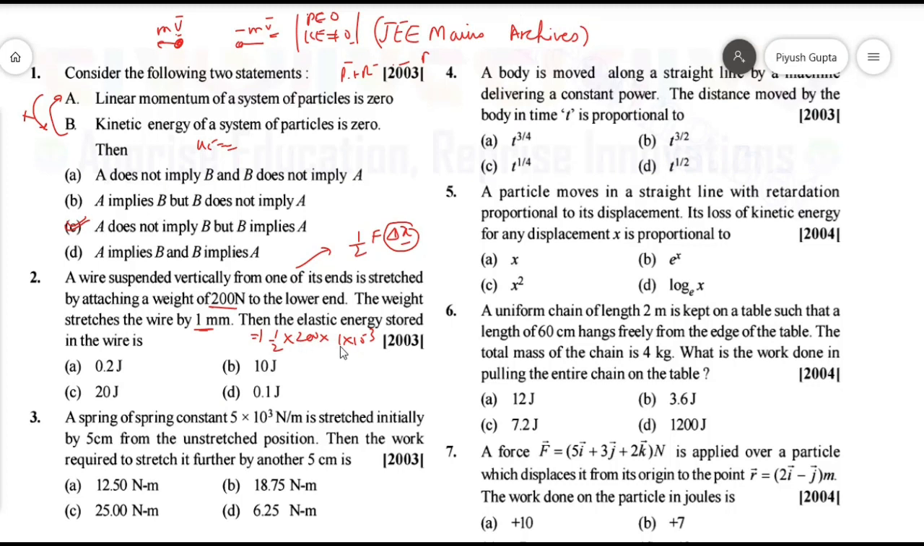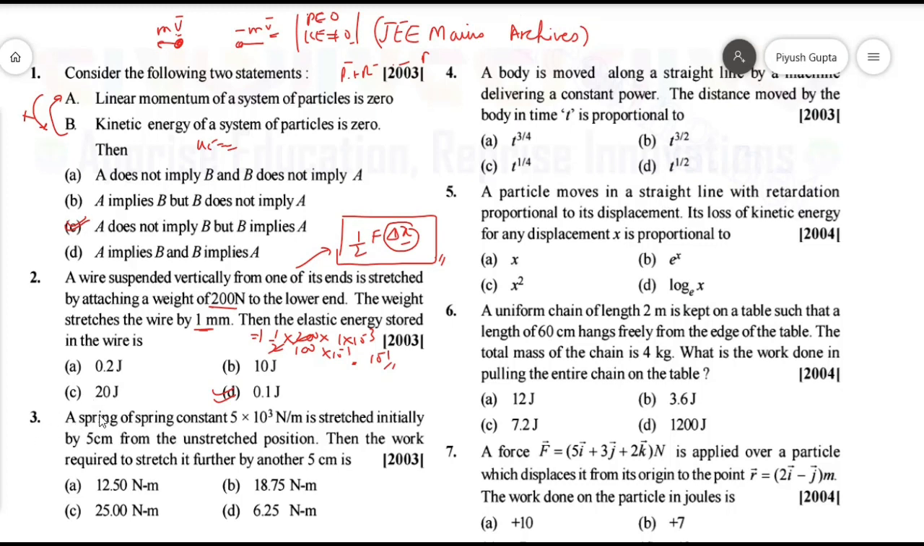Half into 200 into 1 into 10 to the power minus 3. If you do it, this is going to be 100 into 10 to the power minus 3, which is 10 to the power minus 1, and that is 0.1 joules. Try to derive it yourself, although we are going to discuss it properly in the next coming chapter, properties of the material, not now.